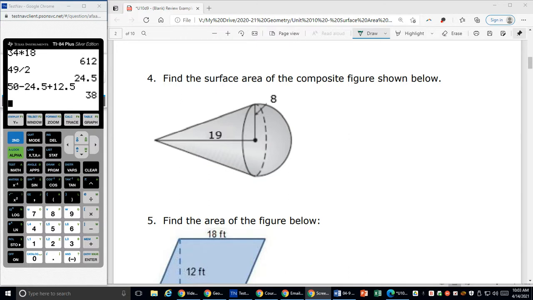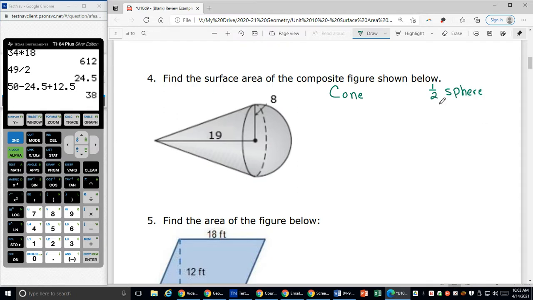Number 4, find the surface area of the composite figure shown below. So when it says to find the surface area, when you have a composite figure, it's all the outside parts of this figure. So I can see I have a cone, and then I can see I have half of a sphere, or a hemisphere, you could call it.